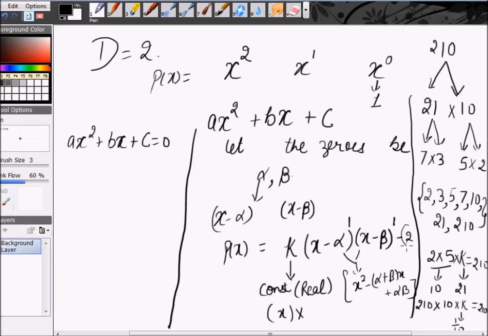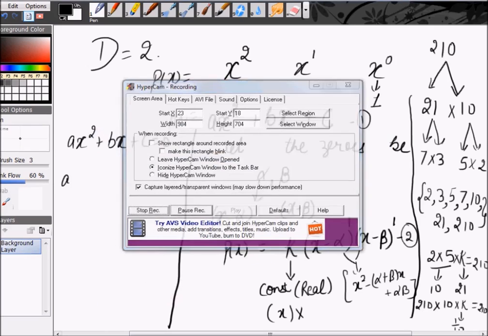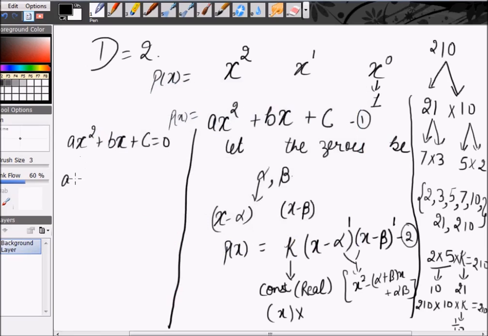Now say this equation be 2 and this be 1. Now from first and second, we have a x square plus b x plus c equal to k of x minus alpha into x minus beta.